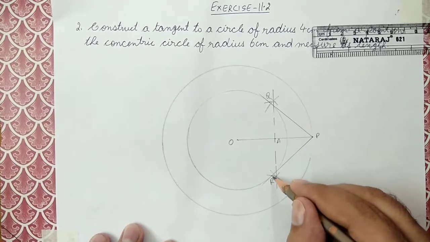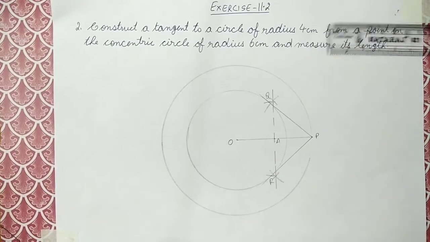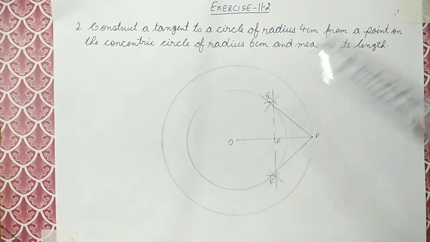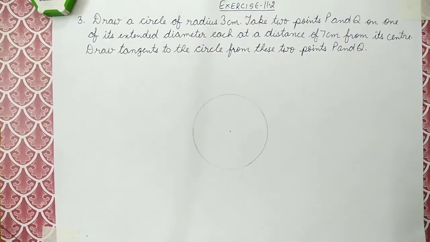Never join it till the point. Just extend it a little bit further also. And finally, you have to measure the length also. You can use the scale and find the length of the tangents. Right? Let's go to the next question now.